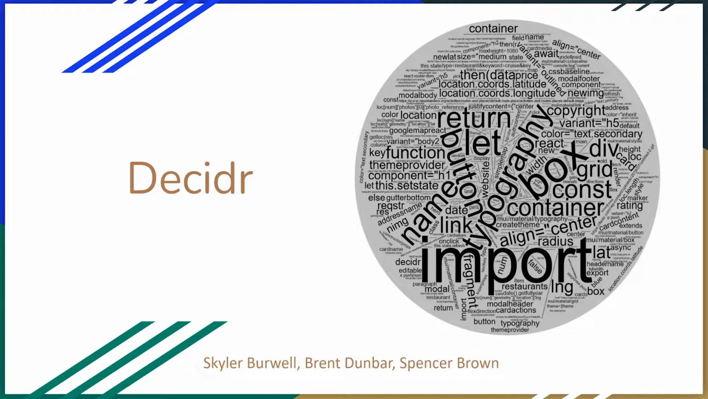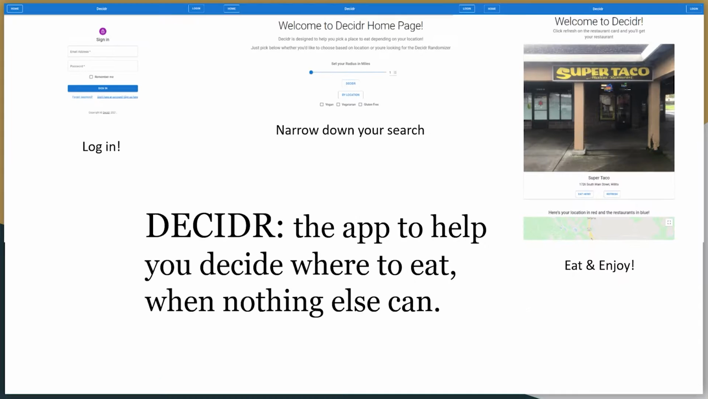Today I'll be introducing you to our app as well as the components that allow it to work. One of the core concerns of software development is the question, what problem does my software solve? And that brings us to Decidr. It's the app that'll help you decide where to eat when nothing else can.